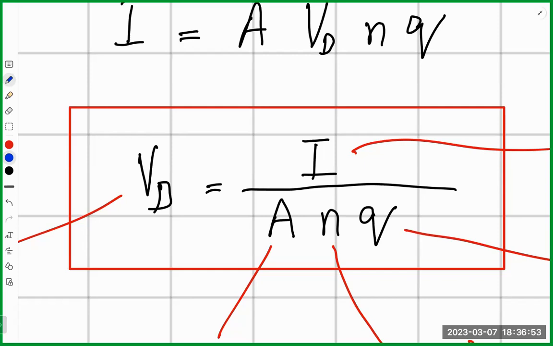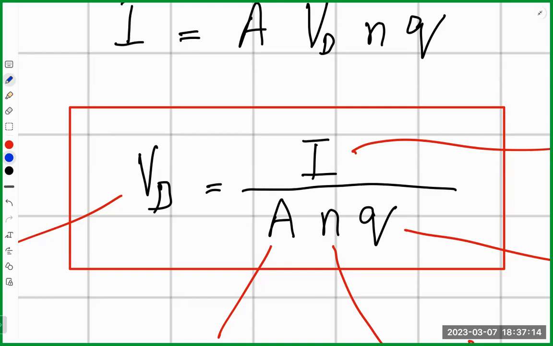So what is Q? Q is charge on each particle. Sometimes we use E, sometimes we use Q. So why do I use both? Answer is because I am preparing you for the exam, and in the exam, the examiner can use any of them because there is no binding on him. So drift velocity is I over A N Q.